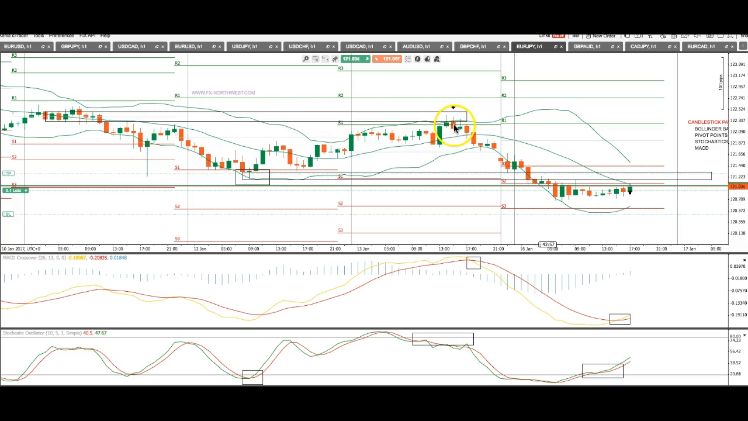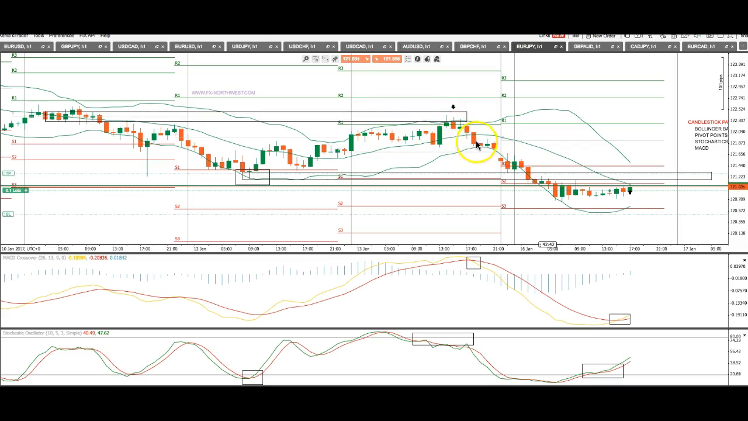If I didn't see a candlestick pattern, I most likely would have not taken this trade. But there was a bearish engulfing candle. There was a hammer. Stochastics was overbought. It's at the R1 area, which is a resistance level, and the Bollinger Band. So yes, that would qualify.